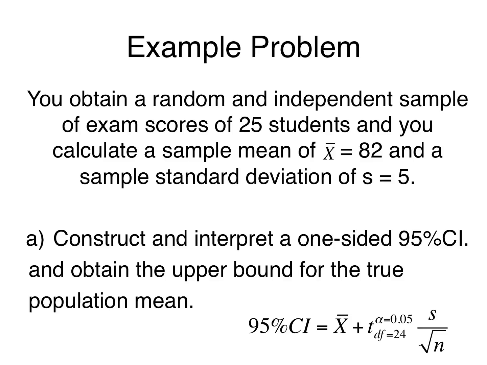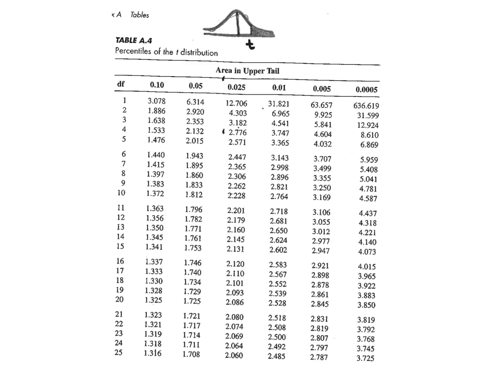Let's turn to an example. You obtain a random and independent sample of exam scores of 25 students, and you calculate a sample mean of 82 and a sample standard deviation of 5. Construct and interpret a one-sided 95% confidence interval and obtain the upper bound for the true population mean. So as I mentioned, our alpha level here is equal to 5% in the tail rather than 2.5%, which we would use if we were calculating a two-sided 95% confidence interval.